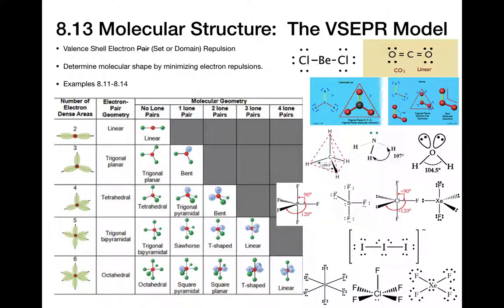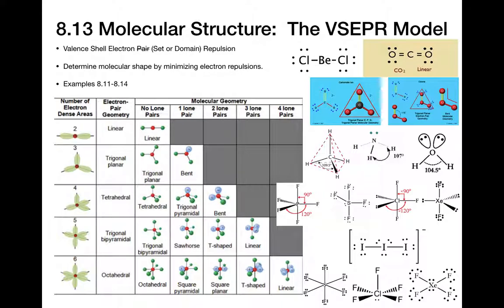So the first example of VSEPR shapes would be a linear molecule. In this case, the 3 atoms would be all in a straight line. We see this structure with BeCl2, and we also see it with carbon dioxide. In BeCl2, the beryllium has 2 single bonds. They would want to get as far apart as possible to minimize repulsion. So BeCl2 would have a 180-degree bond angle and would be linear.